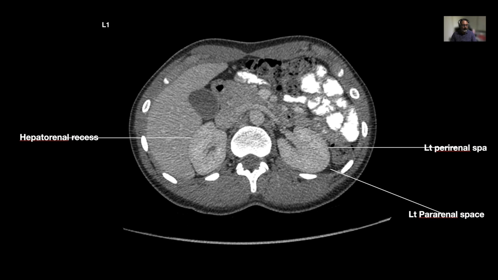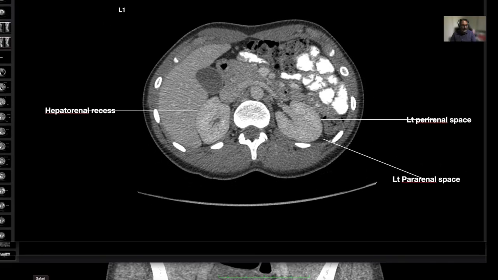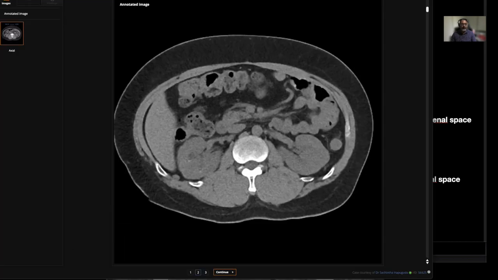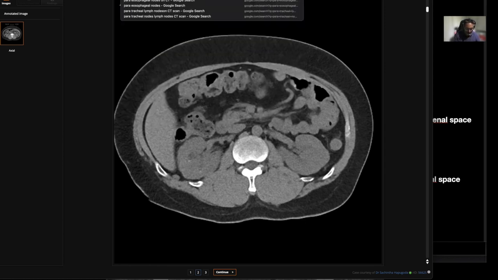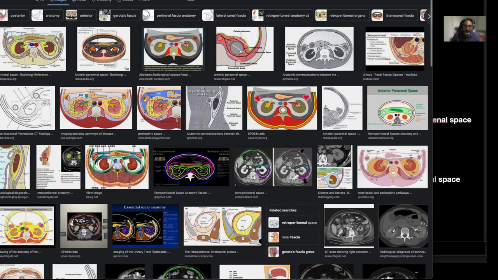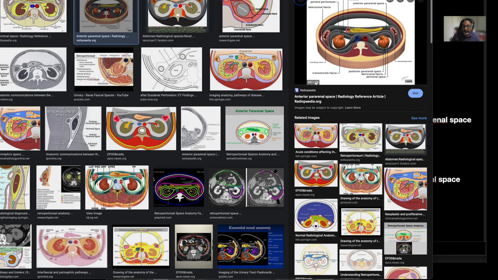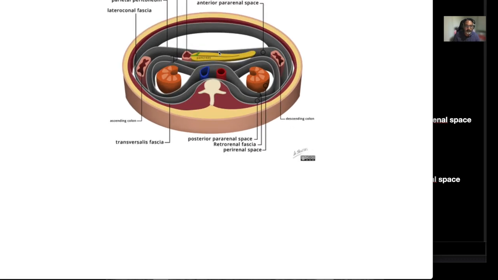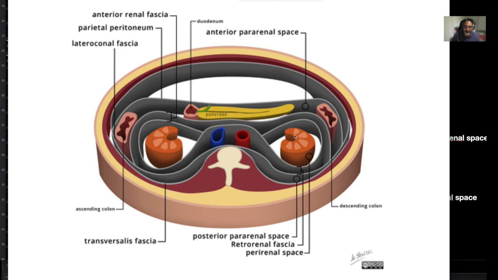That's a good question, and now that you ask, I should bring this up. Let's just do this: pararenal space. Some of these images are actually good. This one is kind of good, and it's also from Radiopaedia. I don't know if you can see it. Okay, so here you've got the kidneys, then this is renal fascia. Where is it labeled? It should be labeled somewhere. I don't know why it's not labeled, but that's the renal fascia.